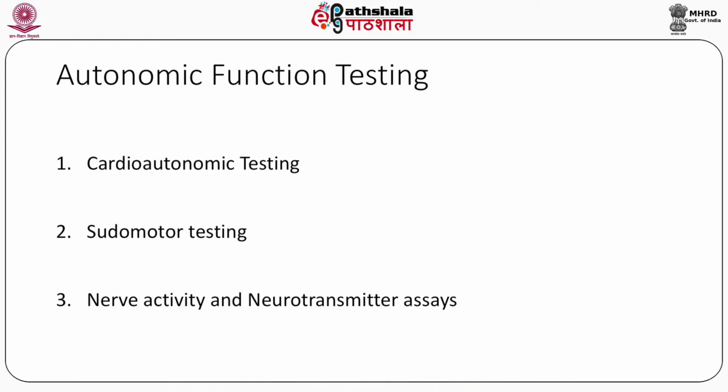And similarly, pseudomotor testing is assessment of the sweating responses. For this, what we do is we basically create thermoregulatory stresses which would eventually lead to development of a sweating response which can be quantified. And similarly, nerve activity of some local tissues like the skin and the muscle can be directly tested, and neurotransmitter assays can be assessed through urinary testing or blood testing.